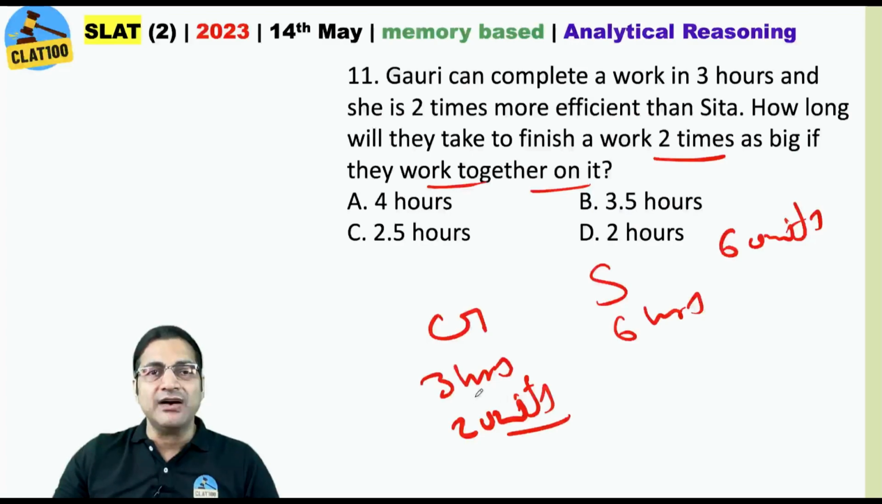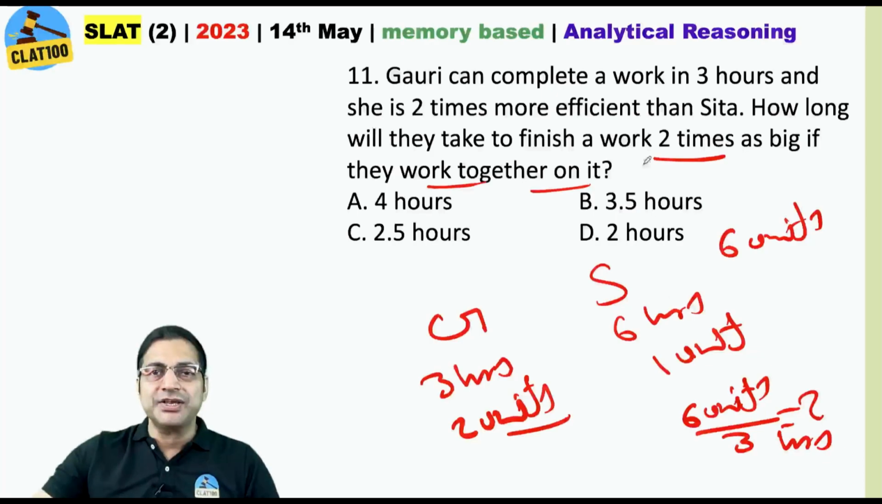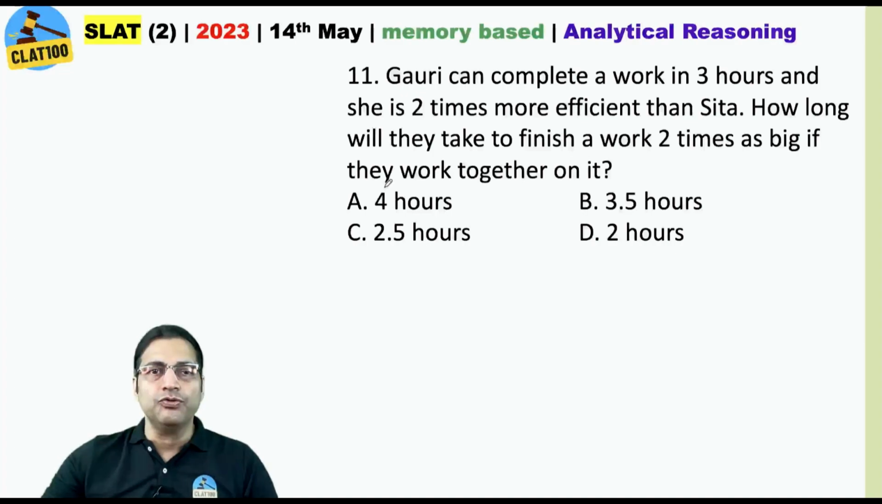Why? Because in 3 hours she can finish the work. And Sita must be doing just 1 unit. Okay? So Gauri and Sita put together do 3 units. So they will finish the work that is of 6 units. 6 divided by 3, 2 hours. Alright? But in the question you had 2 times as big if they work together on it. So 2 into 2, 4 hours. I had to reinterpret this question in order to get an answer because I was not getting the correct option as per the language given in the examination.